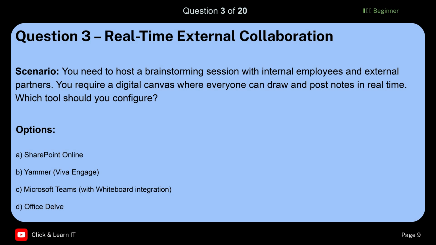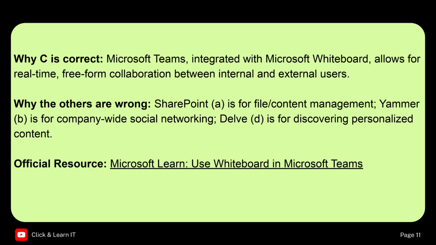Question 3. You need to host a brainstorming session with internal and external partners requiring a digital canvas for real-time drawing and notes. Which tool should you configure? The correct answer is C. Microsoft Teams with whiteboard integration. This allows for real-time, free-form collaboration between internal and external users.